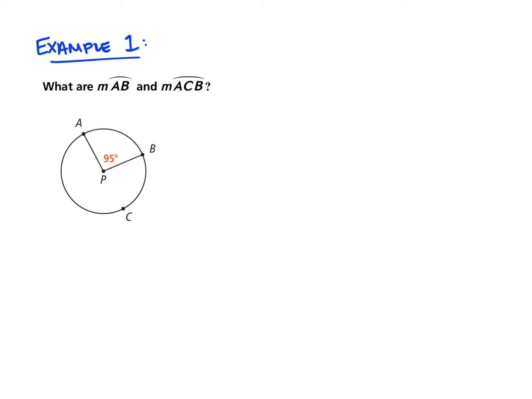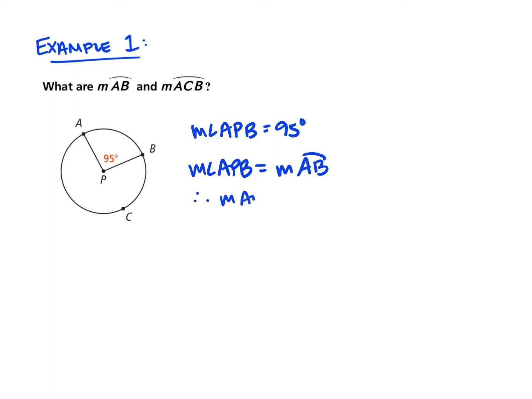So if we apply those ideas to this picture here, it says, what is the measure of arc AB? Since they're just using two letters to name that, we're assuming that we're talking about the shortest arc that goes from A to B, so it would be this minor arc right here. I notice that that minor arc is created by central angle APB, and the measure of angle APB is 95 degrees. I know that the measure of angle APB will be the same as the measure of arc AB, so therefore I can say that the measure of arc AB would be 95 degrees.